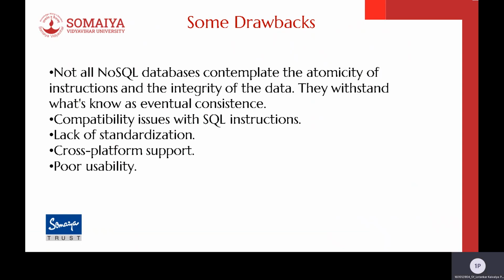Now I'll tell you some drawbacks about using a NoSQL database. Not all NoSQL databases contemplate the atomicity of instructions and the integrity of the data. They withstand what's known as eventual consistency. So I'll tell you what eventual consistency is. It is a theoretical guarantee that, provided no new updates to an entity are made, all reads of the entity will eventually return the last updated value.